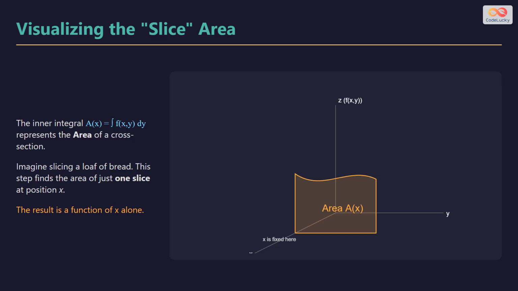Geometrically, what are we doing in this first step? If our function represents a surface in 3D space, the inner integral calculates the area of a cross-section, or a slice, of that solid at a specific x value. The result of this calculation is an area function, A of x, which tells us the area of the slice for any given position x.